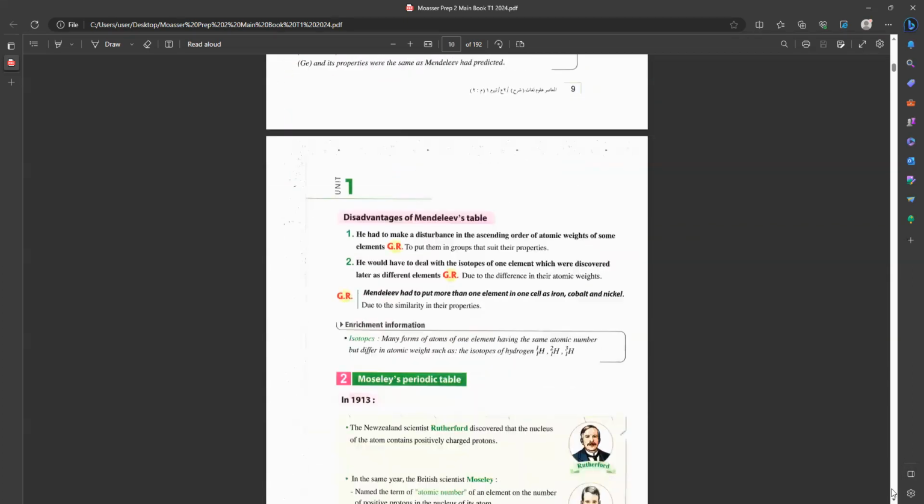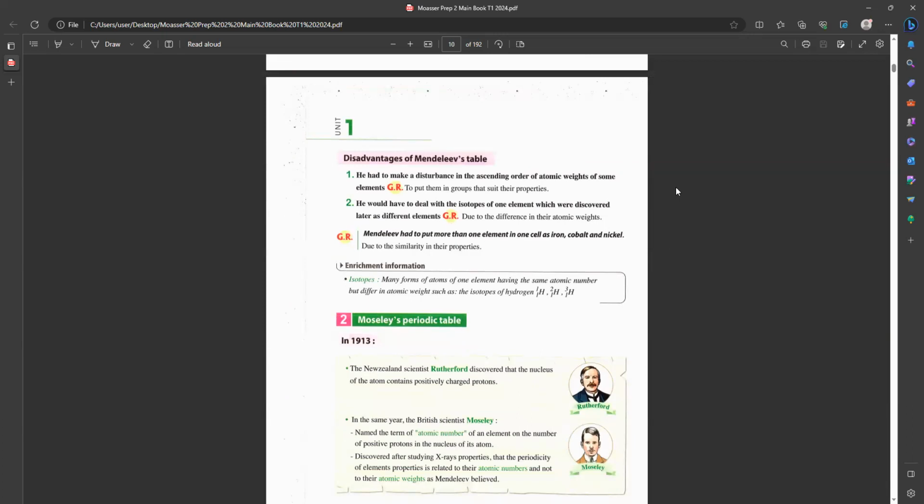Like what? He found that an element with atomic weight 12 was similar in properties to one at 20, similar to one at 30, similar to one at 35. So he put them in one group. He put the elements that have the same properties in one group, even though they are not ordered well by number. So he disturbed the ascending order of atomic weight of some elements, putting them in the group that suits their properties.